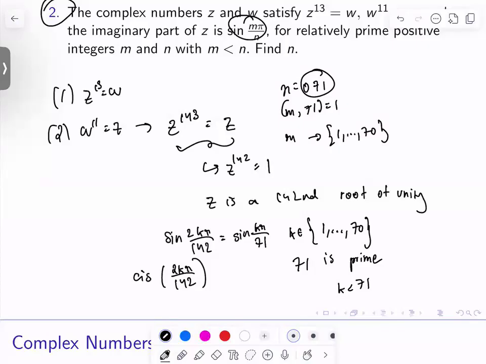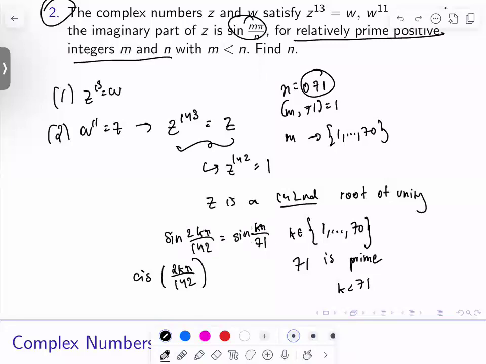So the idea here is just noting that z has to be a 142nd root of unity, and then noticing that you can write it as this, however you can simplify that fraction. And that is necessary because it says that m and n are relatively prime positive integers. You want to simplify as much as possible.